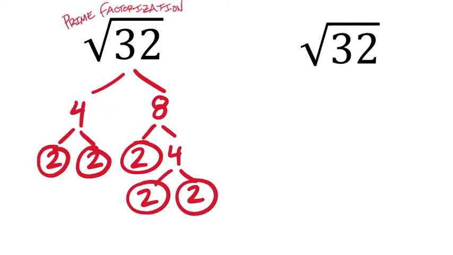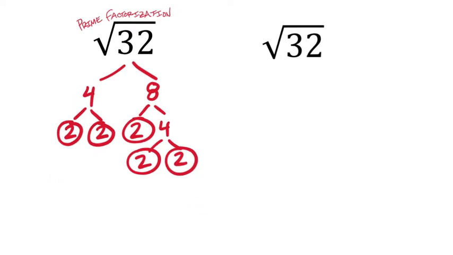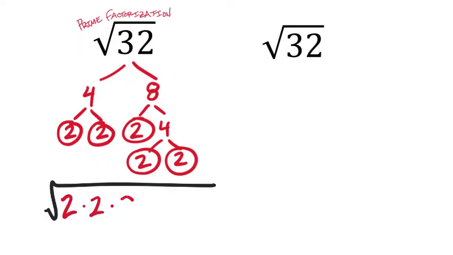So we end up with a bunch of factors here, all 2s, and that's okay. These are all prime factors of 32, meaning instead of writing this as the square root of 32, I'm going to write it now as the square root of 2 times 2 times 2 times 2 times 2.